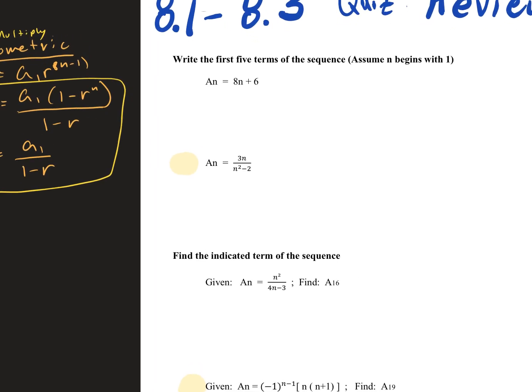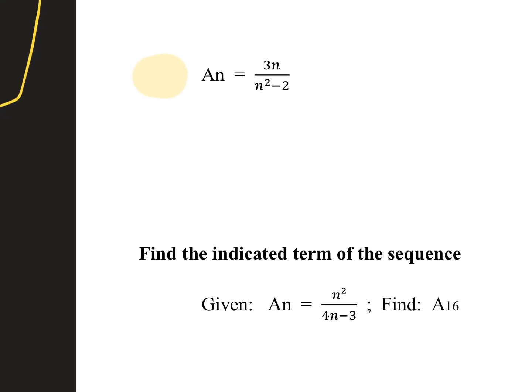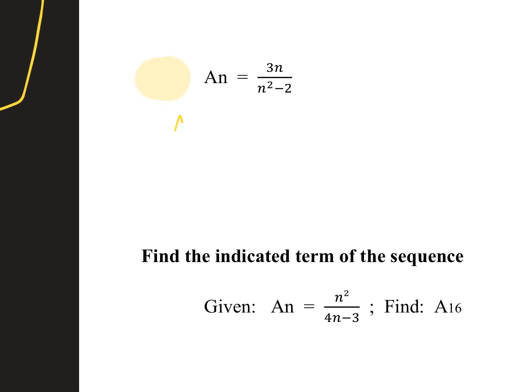So let's take a look at the second one on this page. It says write the first 5 terms of the sequence. Assume n begins with 1. So to write the terms, what would I need to do? Let's find a sub 1. Plug in 1. So we have 3 times 1 over 1 squared minus 2. Even though you can plug this in your calculator, I need to see your work. Also, all the questions are going to say exact answers, no decimals, so you make sure you know how to add fractions and stuff like that. So 3 over 1 minus 2 would be 3 over negative 1, which is negative 3.